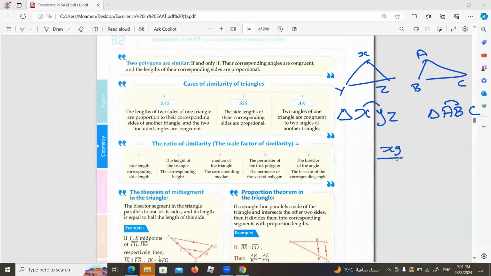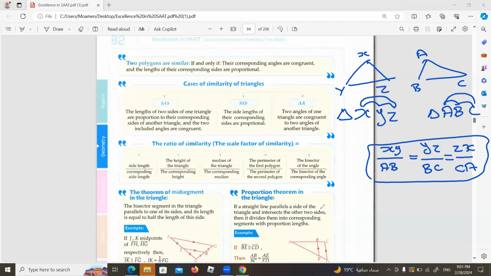So XY over AB equal the second and the third, which is YZ over the second with the third, which is BC. And then the third with the first become an umbrella like this. So ZX or XZ, and we close also here, so it becomes CA. Okay, if this case is satisfied, so the second case is satisfied.